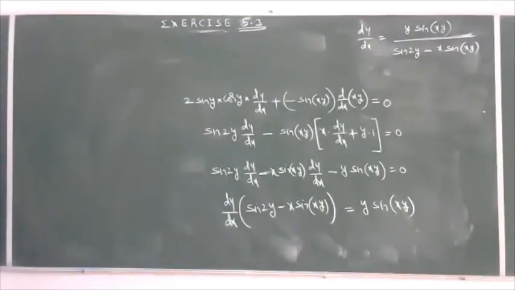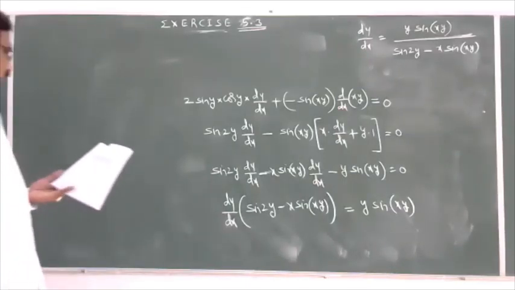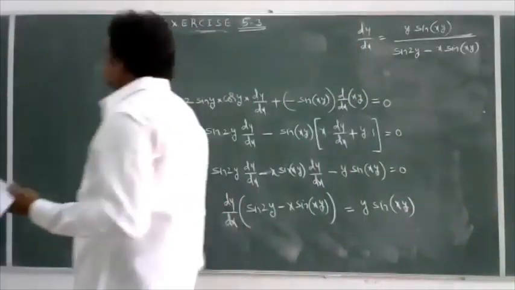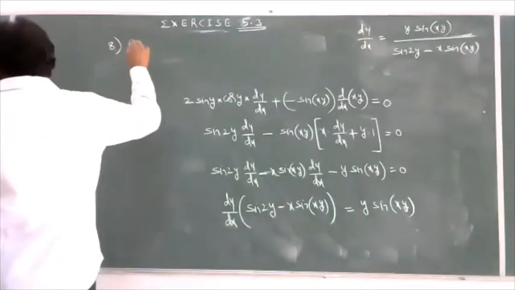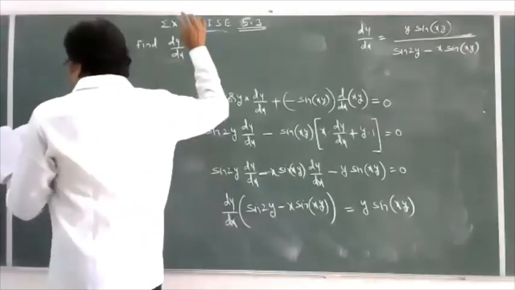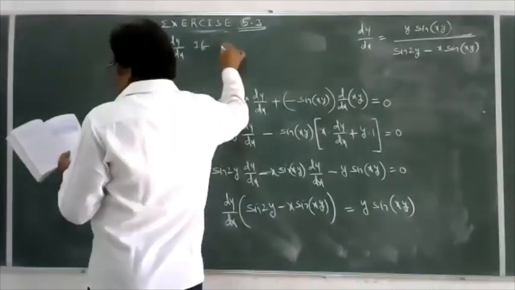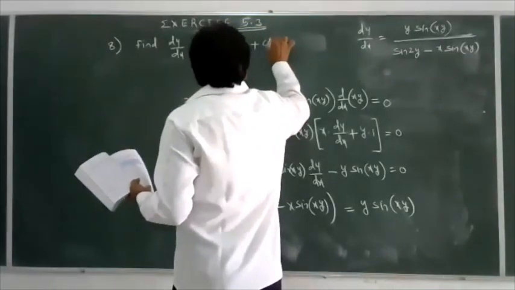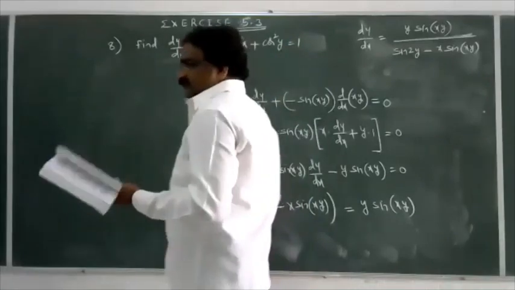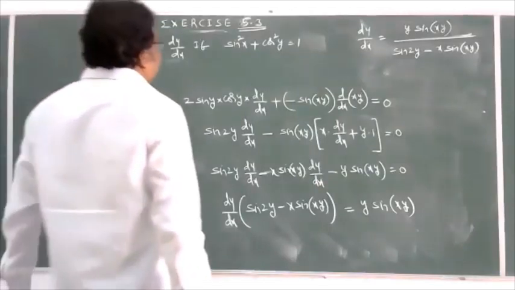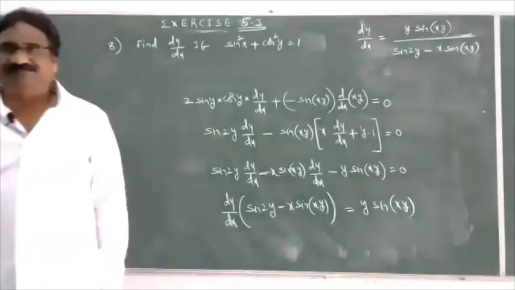This is the 7th problem. Next, we discuss the 8th problem, that is, find dy by dx if sin square x plus cos square y is equal to 1.